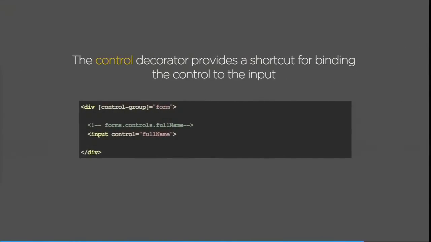But if you think it's a little clunky to keep diving or keep tapping into other properties, we can use what is known as the control decorator. And the control decorator, this isn't an attribute, it's a decorator. So since we're inside of the property binding of control group as form, we can just assume that when we provide the control of full name, it's the same thing as saying forms.controls.fullname.